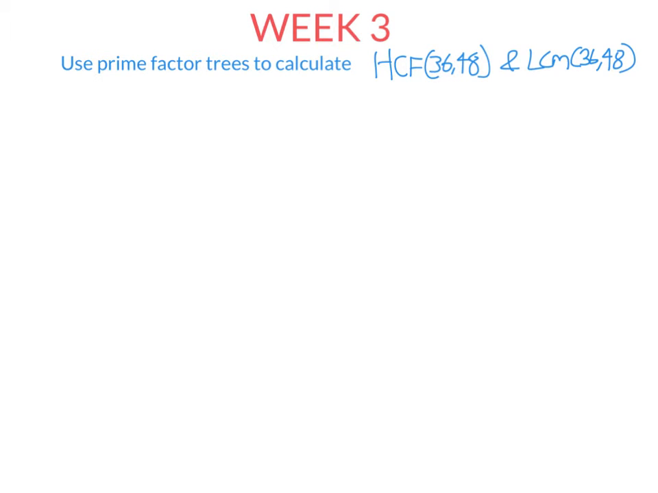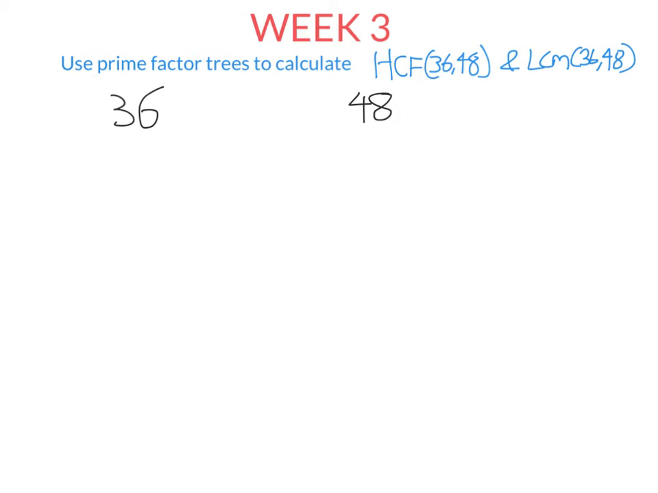Thank you so much for tuning into this video in which we'll review what we learned in week 3. So we went through prime factor trees and then using them to calculate highest common factor and lowest common multiple. So if I want to calculate the highest common factor of 36 and 48, I'm going to start by drawing prime factor trees for 36 and also 48.